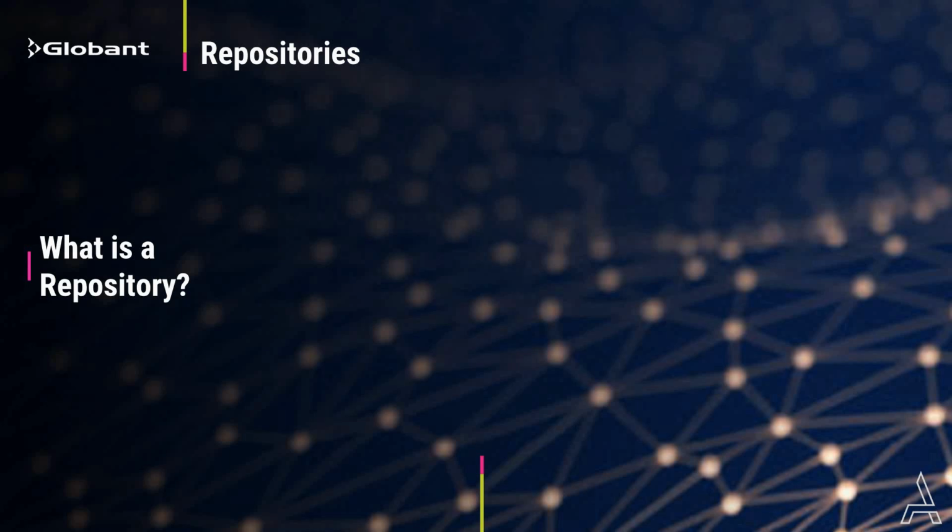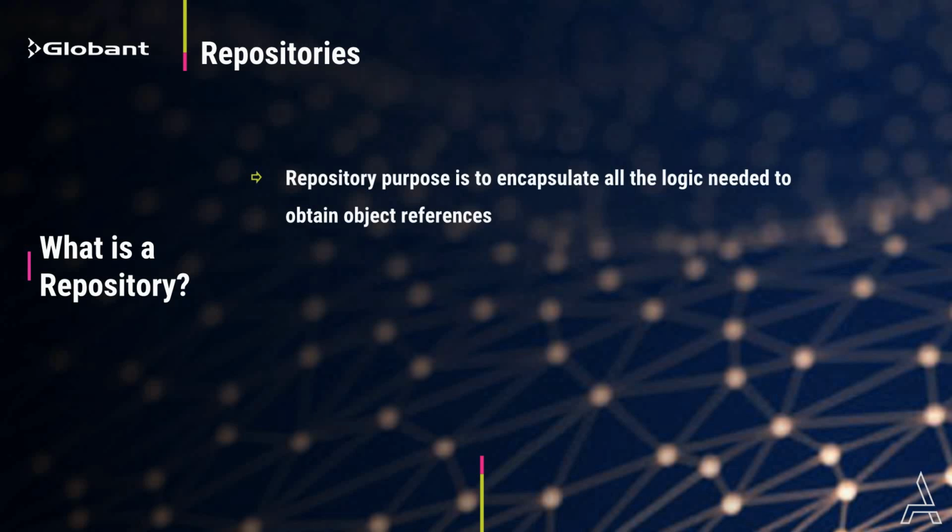In almost all the applications we build, we have a common need to store and retrieve the business data from a proper store, like databases or file systems. The repository pattern is going to help us with this need. The repository's purpose is to encapsulate all the logic needed to obtain object references from the final store. The domain objects won't have to deal with the infrastructure to get the needed reference to other objects of the domain.